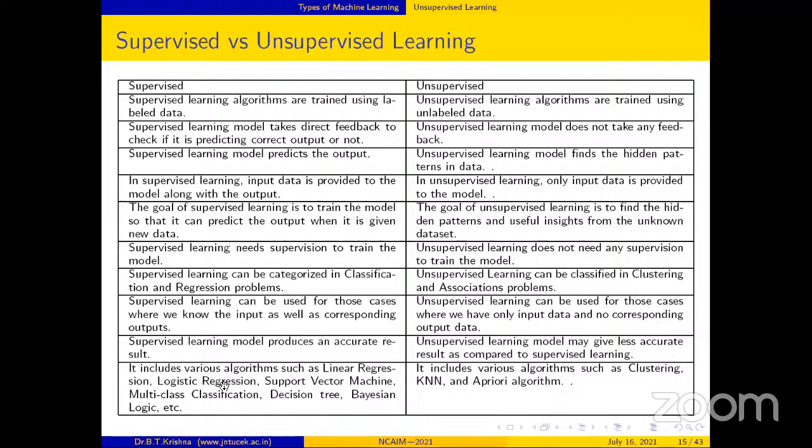Supervised learning includes various algorithms such as linear regression, logistic regression, support vector machine, multi-class classification, decision tree, Bayesian logic, etc. Whereas in the case of unsupervised learning, there are several algorithms such as clustering, k-nearest neighbor algorithm, and apriori algorithm. These are some of the algorithms present in unsupervised learning. So this table gives you the difference between supervised learning and unsupervised learning.